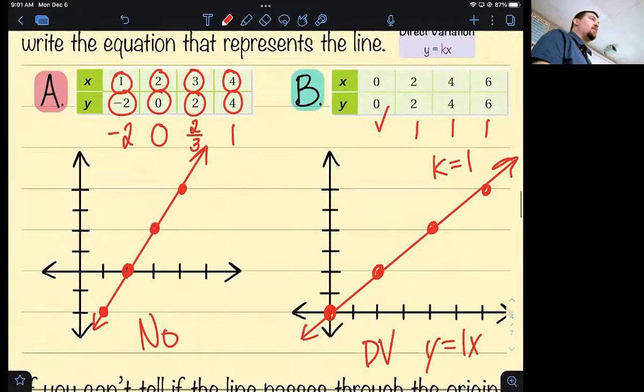Does it make sense? It says if the equation of this line is Y equals x, that means every x is the same as the Y. And look at this. 0, 0, 2, 2, 4, 4, 6, 6. Every x is the same as the Y.